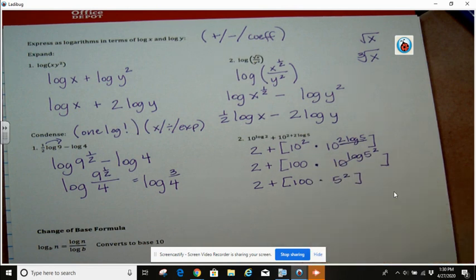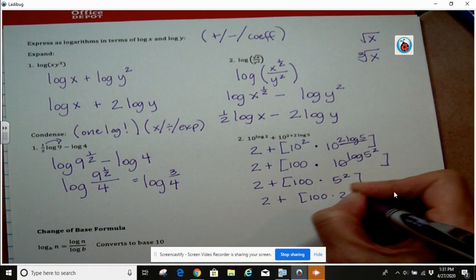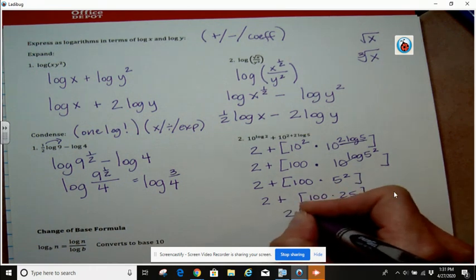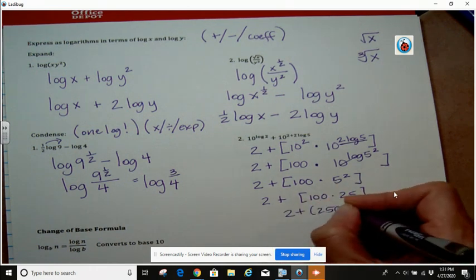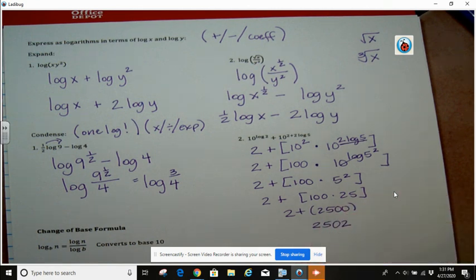And now it's just straight computation. 2 plus 100 times 25, 2 plus 2,500. So my answer is 2,502.